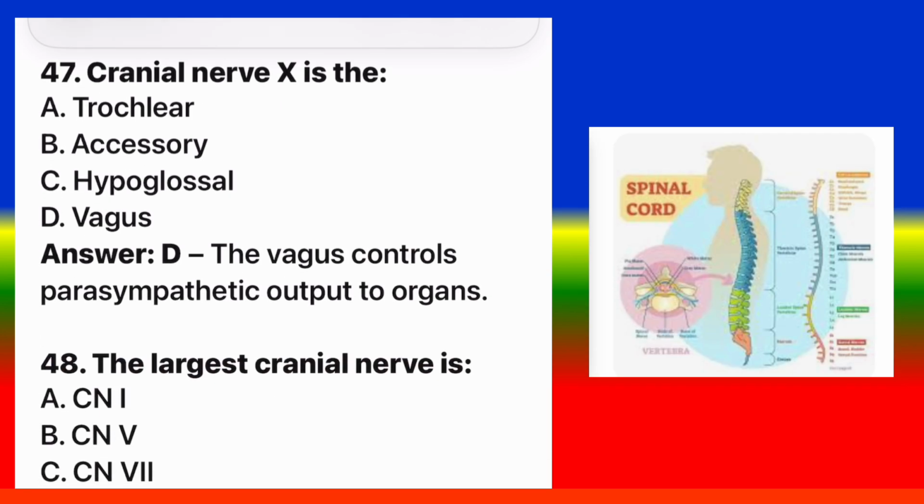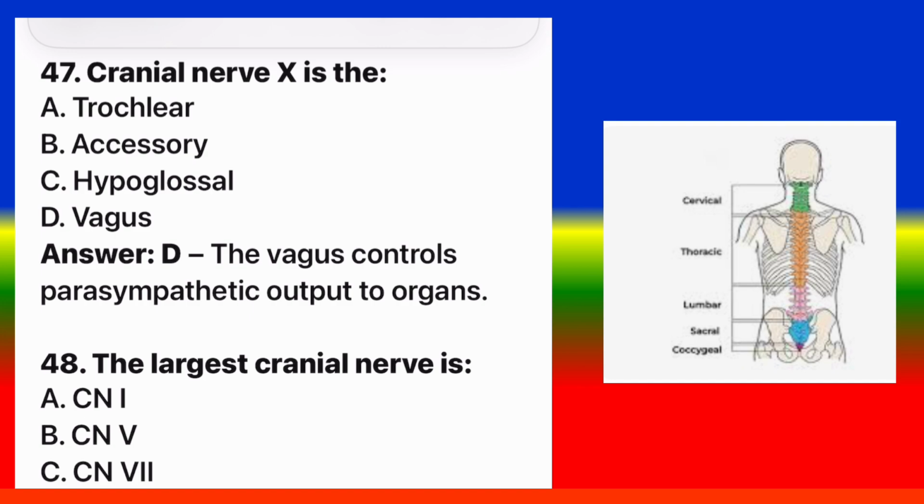47. Cranial nerve X is the A. Trochlear, B. Accessory, C. Hypoglossal, D. Vagus. Answer D. The vagus controls parasympathetic output to organs.